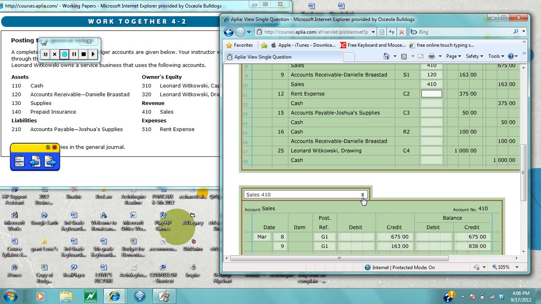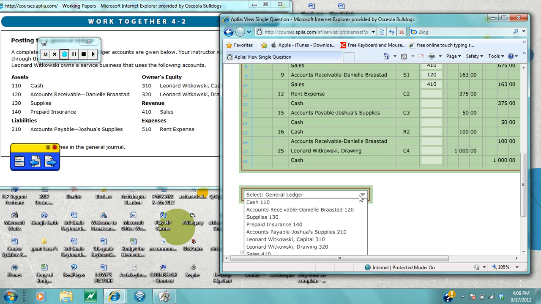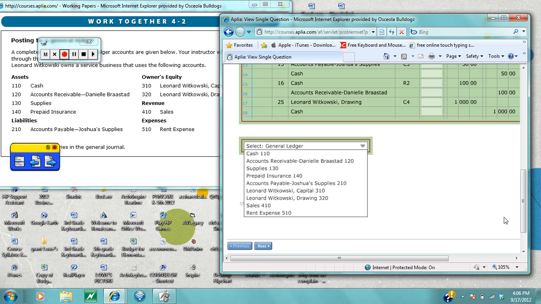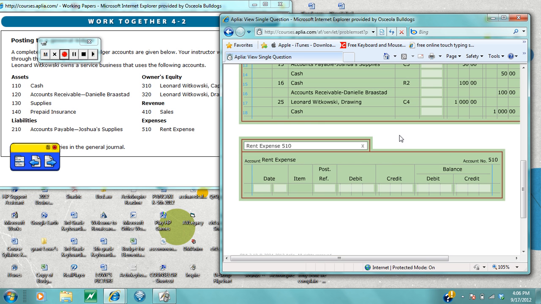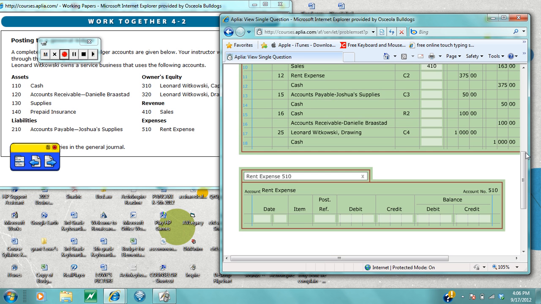Rent expense. Goes to rent expense. You have to put March. The date is the 12th. G1. So debit of 375. Bring the account number 510. Put it there.